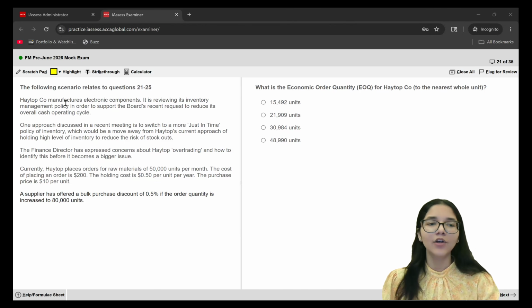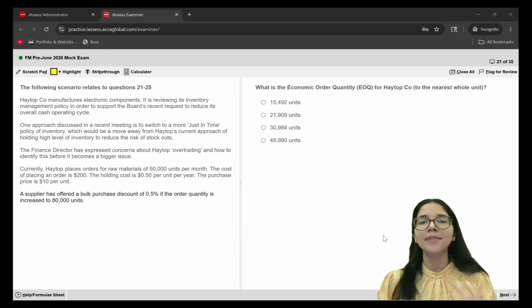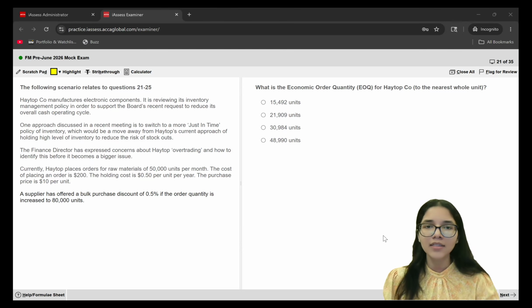It tells me that Haytop company manufactures electronic components. It is reviewing its inventory management policy in order to support the board's recent request to reduce its overall cash operating cycle. So cash operating cycle, quick concept revision. Cash operating cycle is simply the time it takes for the business from once you are spending money on your raw materials to actually receiving cash from your customers. So the cash, once it goes out from the company, how long does it take to come back to the company? That is the cash operating cycle.